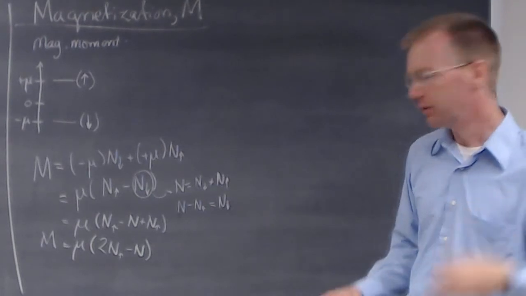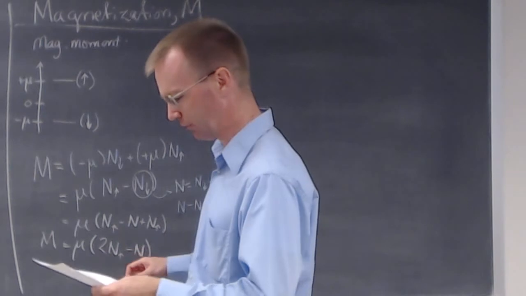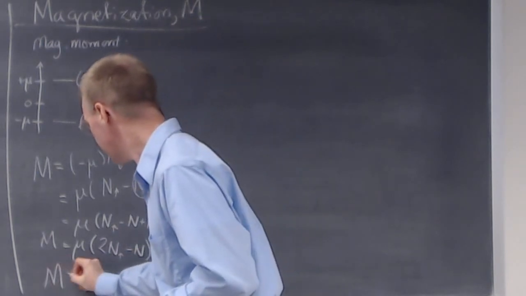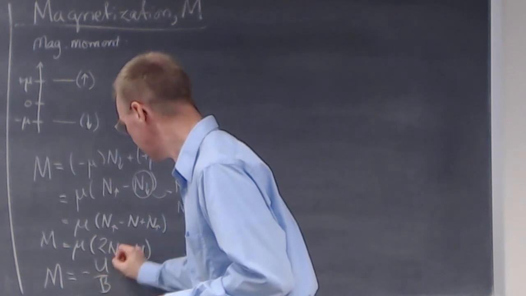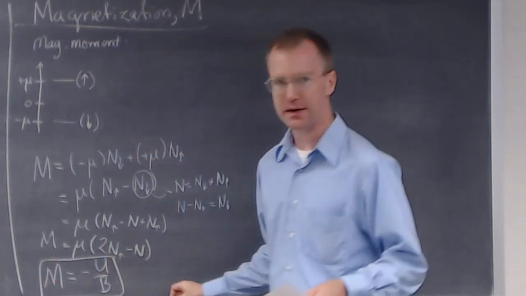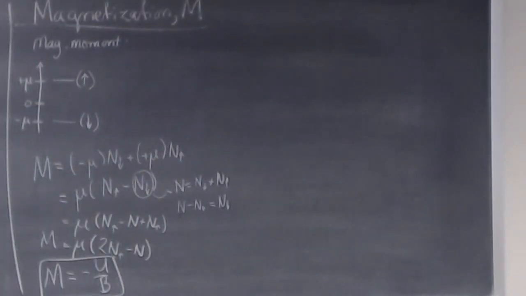So let's rewrite the magnetization in terms of the energy and the total magnetic field strength. And we get negative U over B. Nice little result that the total magnetic moment of the whole system is going to be directly related to the system's energy.